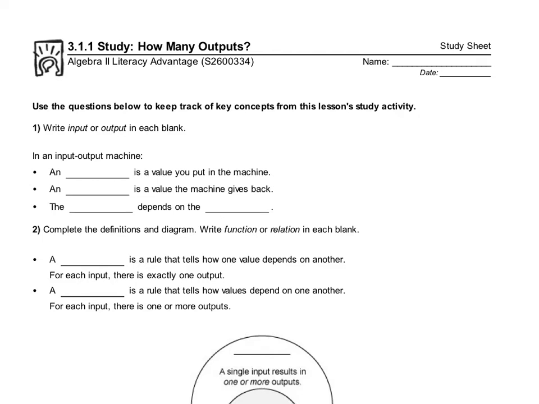For Unit 3, we're going to be talking about functions and relations, and we're starting off the beginning with talking about inputs and outputs and how that looks in terms of a function and a relation. So an input is a value that you put in the machine, or in our case, we're going to talk about putting in the equation. That's usually what happens. And an output is the value the machine gives back. And it is always true that the output depends on the input. So depending on what you put in determines what you get out.